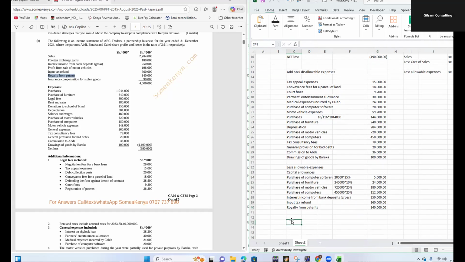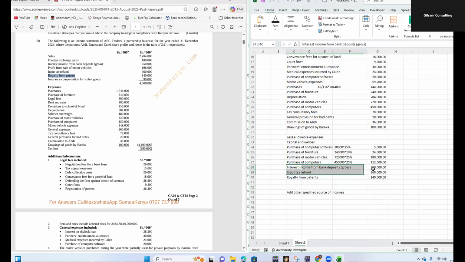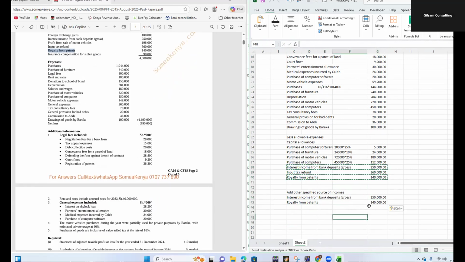Now let's add back the other specified source of income, which will be the interest income and the patent. So once we have this, we can now get our adjusted profit.